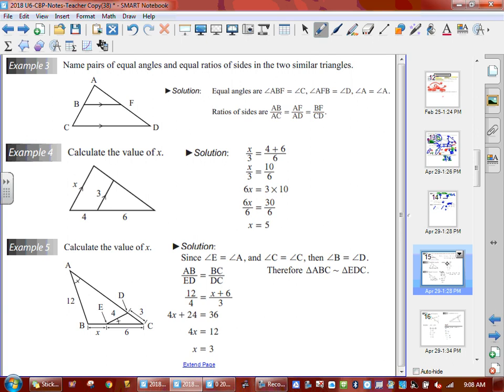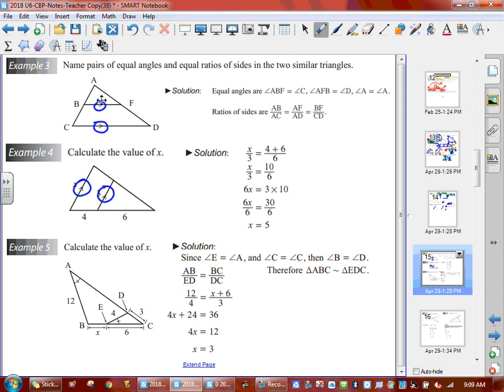Let's take a look at the next ones. These ones have triangles inside triangles again. So with these kinds, we have to be very careful about which ones we match together. So these arrows are showing us that they are parallel lines. So what we try to do is we match them according to the parallel lines. Okay?